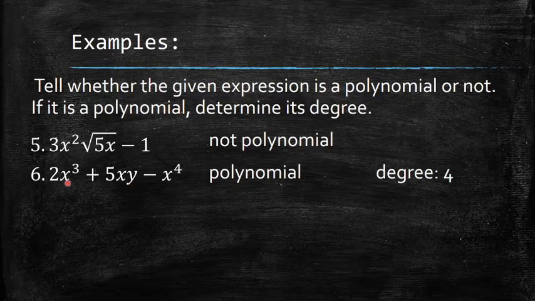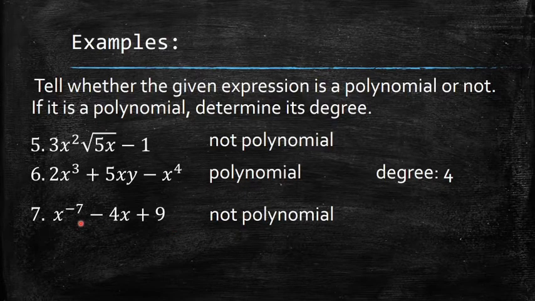So for the first term, we only have 3. For the second term, we only have 2. And for the last term, we have 4. So the degree is 4. Now let us have example number 7. We are given here x raised to negative 7 minus 4x plus 9. Can we consider this algebraic expression a polynomial or not? This is not a polynomial since the exponent of the variable x is a negative integer. Therefore, this is not a polynomial.